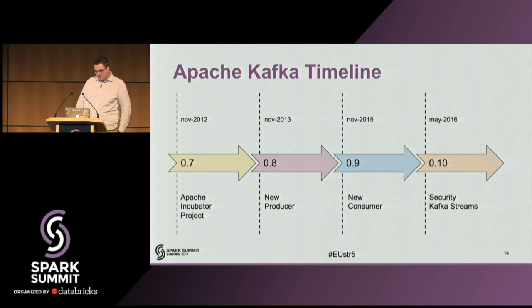A lot has changed since Apache Kafka became an incubator project. First, we got the new producer API written in Java, because the prior one was written in Scala. This has reduced the dependencies in Java applications. Also, Kafka has become faster and more fully featured.